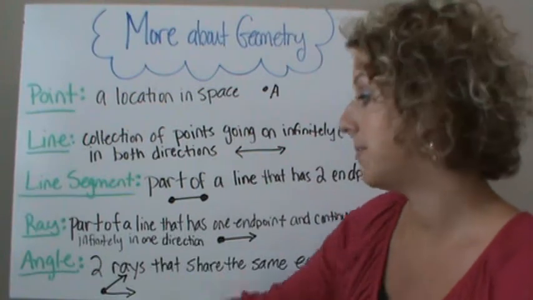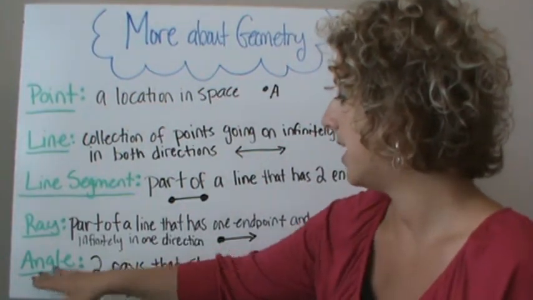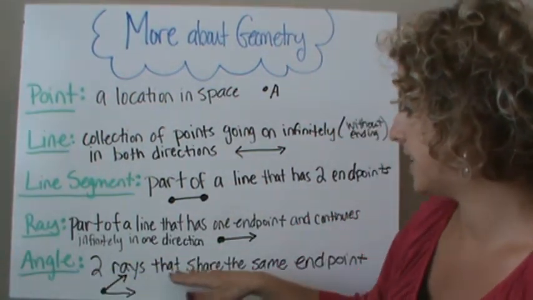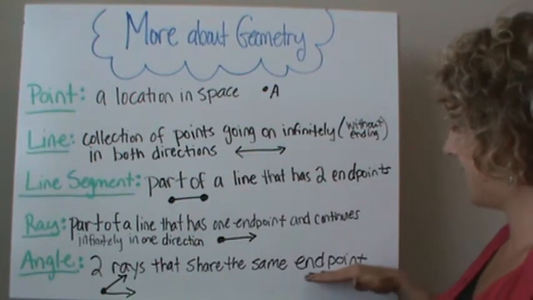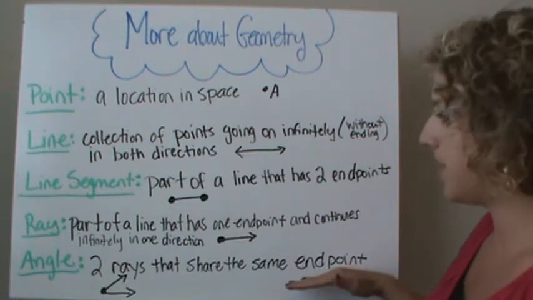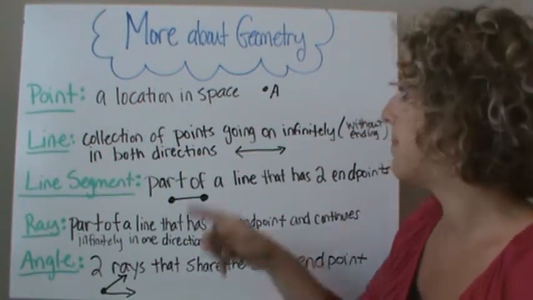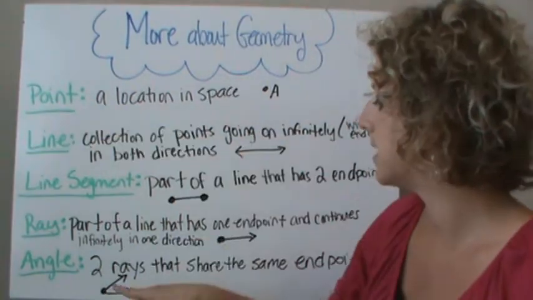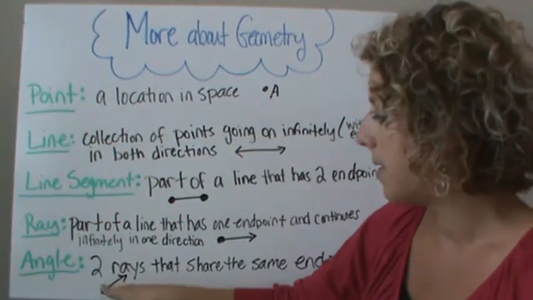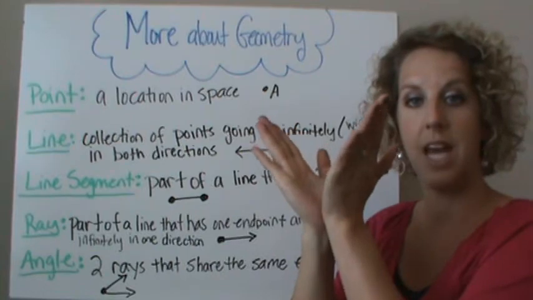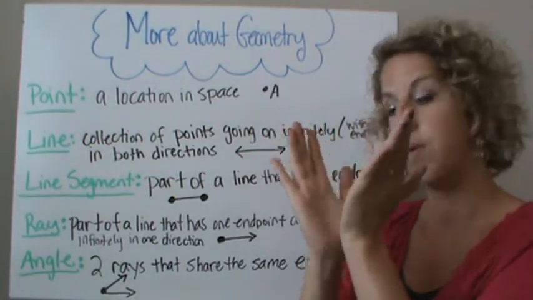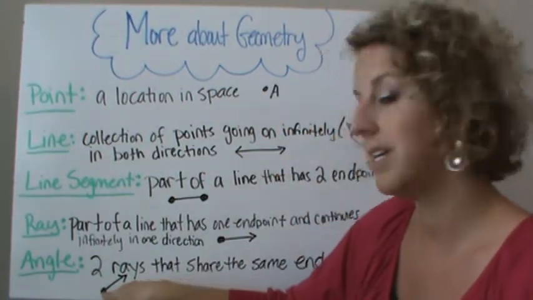And our last term is an angle. An angle is 2 rays that share the same endpoint. Keep hearing that same name, that point. We keep going back to the point. The angle is basically just 2 rays put together that share an endpoint. It shares that common endpoint.